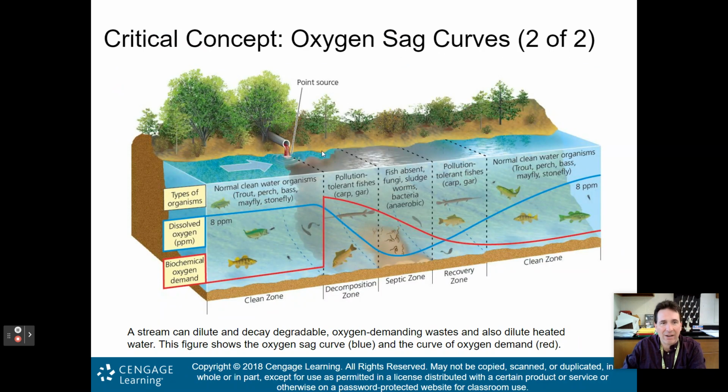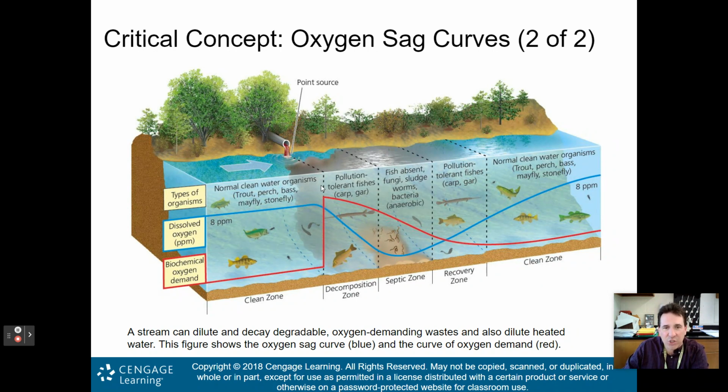So what we're talking about is here. Here's a river, right? And it's flowing in this direction. Here is your point source of pollution. This is coming maybe from an industrial plant or something. We know exactly where the pollution is coming in from this point, right? So over here, our dissolved oxygen is 8 parts per million. Normal clean water, trout, perch, bass, mayfly, stonefly all live there, no problems.